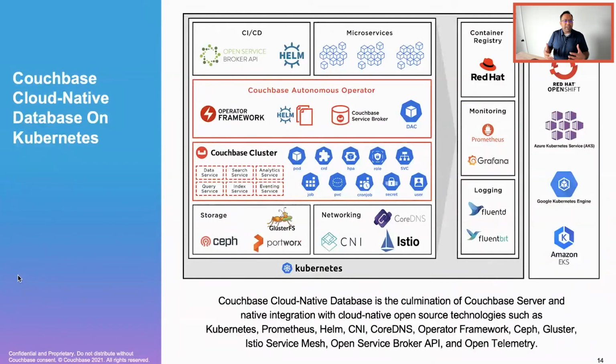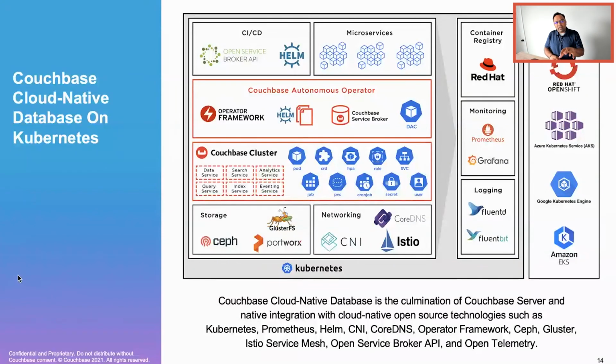For example, Kubernetes is a de facto standard in container orchestration. Prometheus has become a de facto standard for monitoring. Fluentd and Fluent Bit have become a de facto standard for logging, log forwarding, and log analysis. And so we have picked all of those cloud-native technologies which are de facto standards and built the integration with Couchbase. And that is what we call the cloud-native database stack.